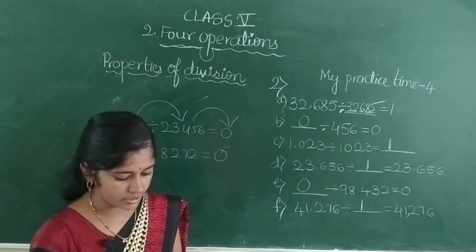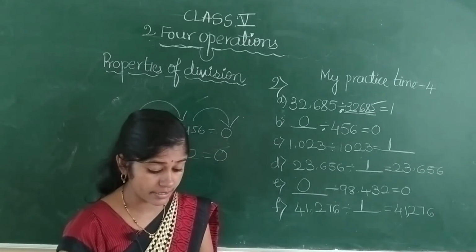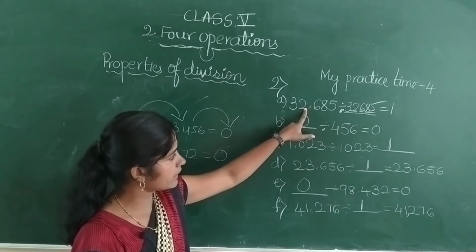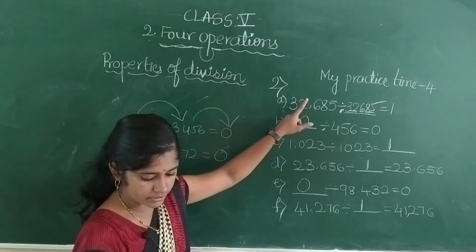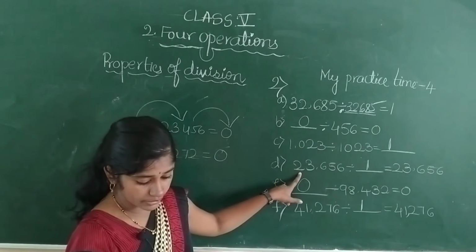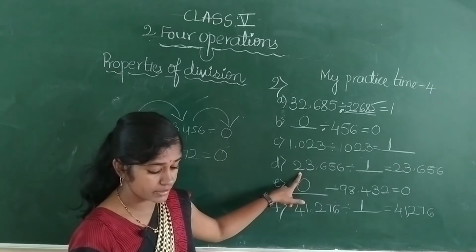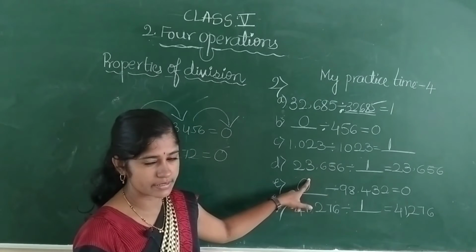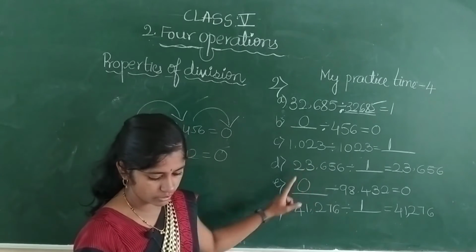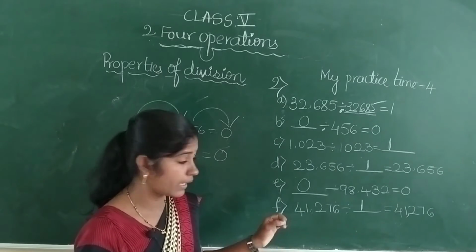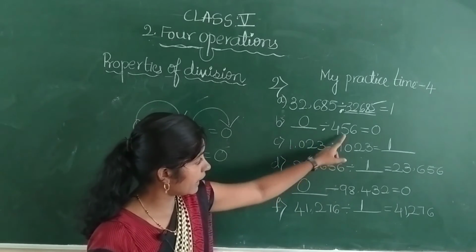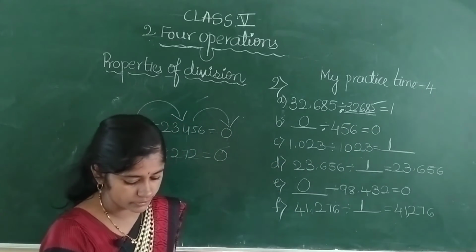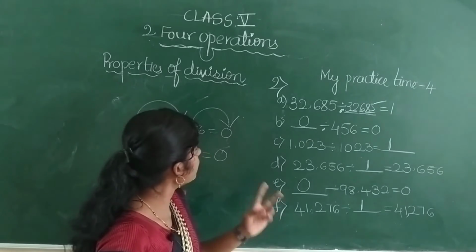Okay. First one is, if a number is divided by itself, then the result is always 1. When the number is divided by itself, then the result is always 1. Next, if a number is divided by 1, then the result is the number itself. One more is there, if 0 is divided by any non-zero number, then the result is always 0. So these are the 3 very important properties of division.